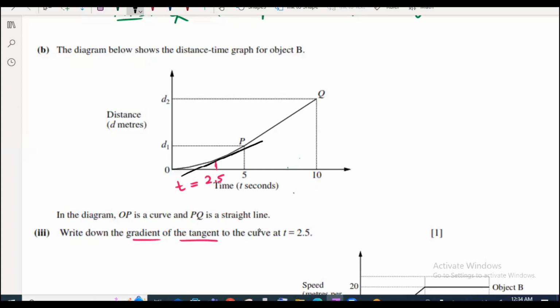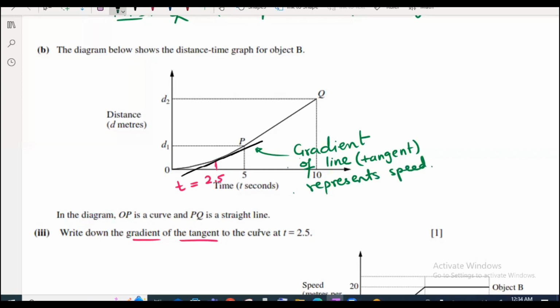This is the tangent. You should know the gradient of this type of line in a distance-time graph represents speed. This is a note here. It means you have to find the speed when time equals 2.5. So how do we find the speed?